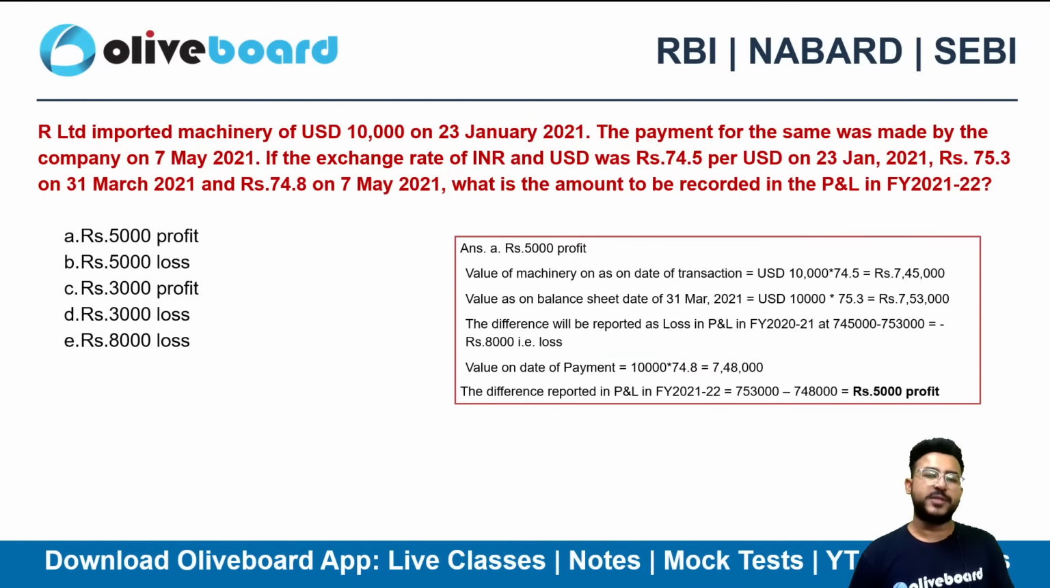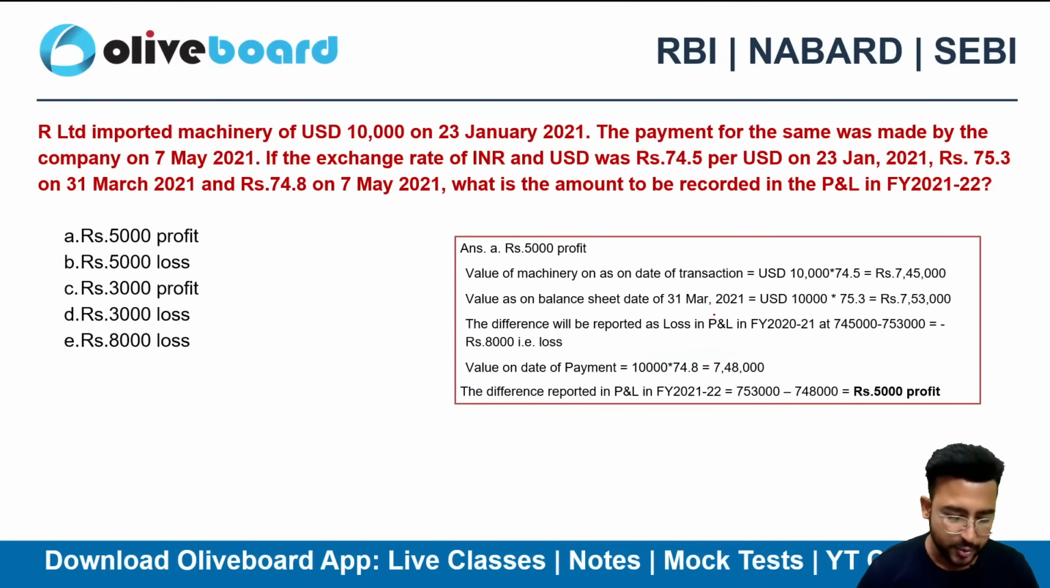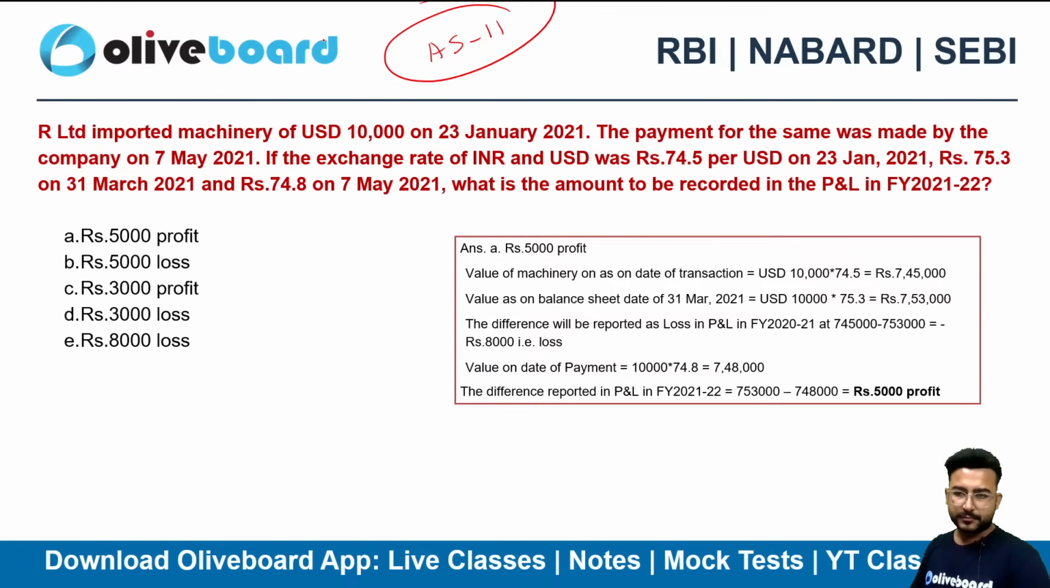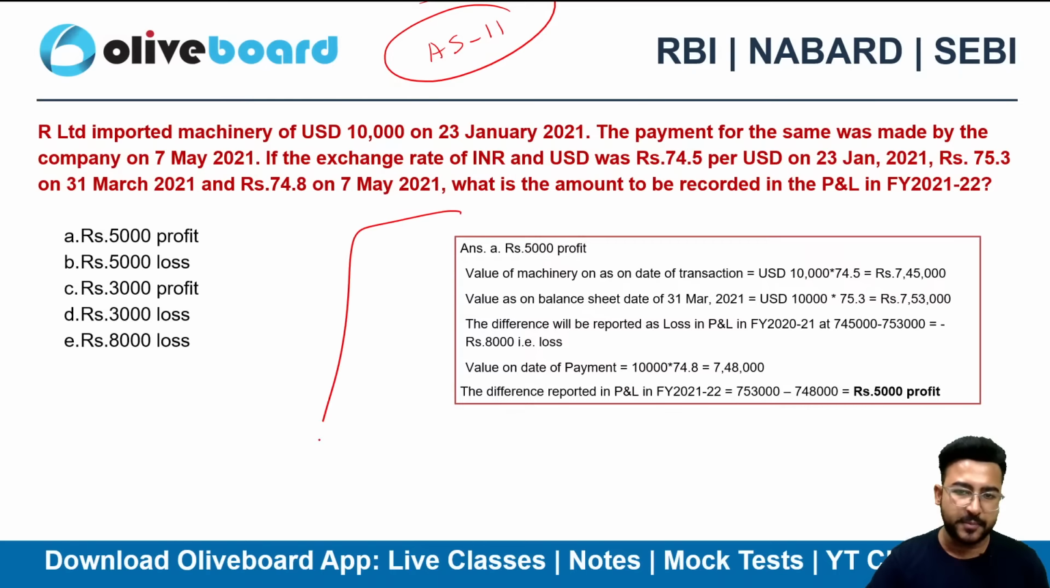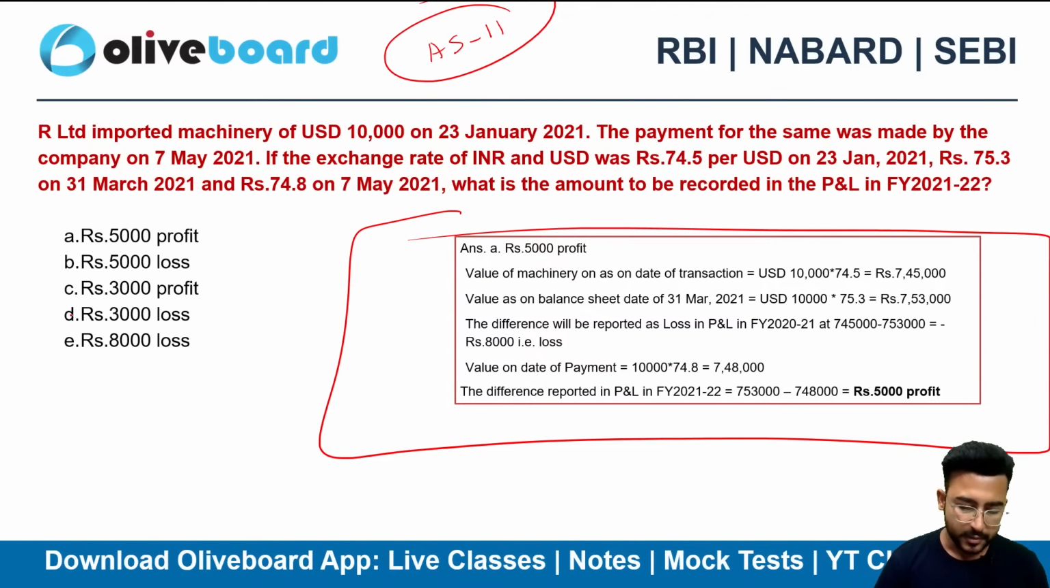Profit of 5,000 rupees is the correct choice. The correct profit will be 5,000 rupee. Now this is a question which I can relate with accounting standard 11. I have given you the detailed solution as well. Please do watch this one.